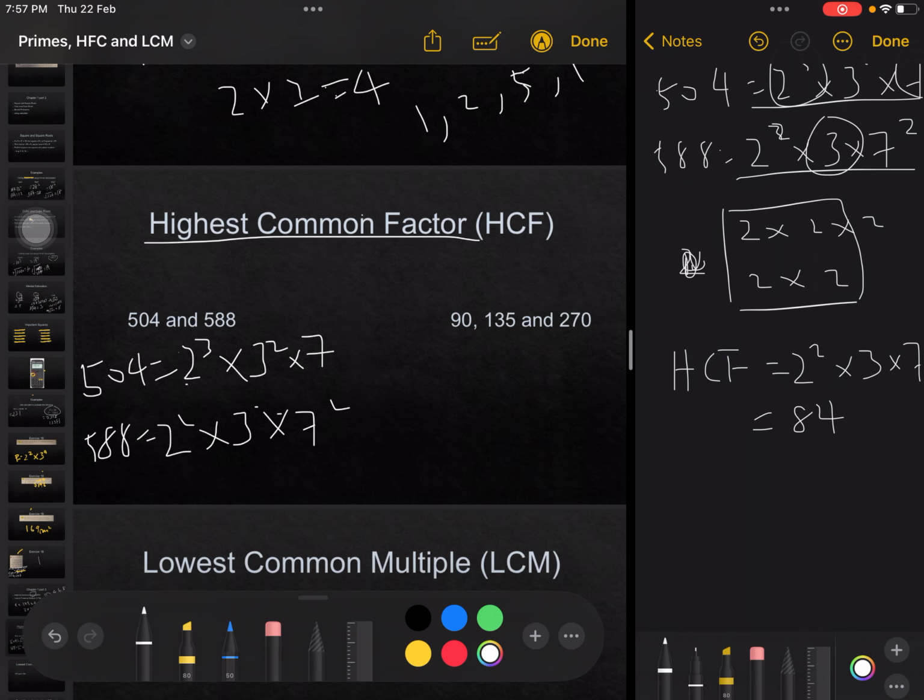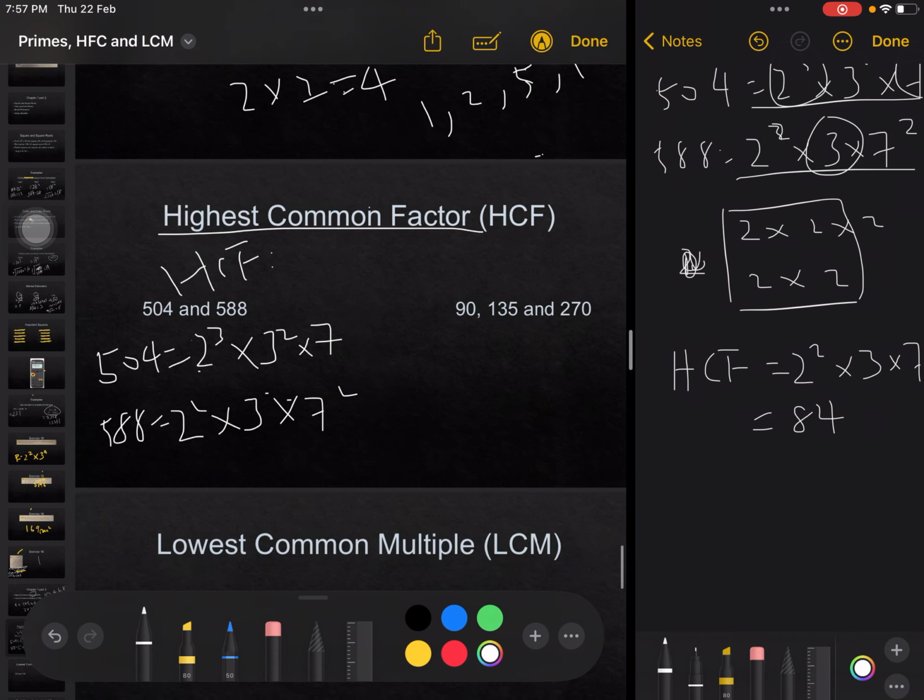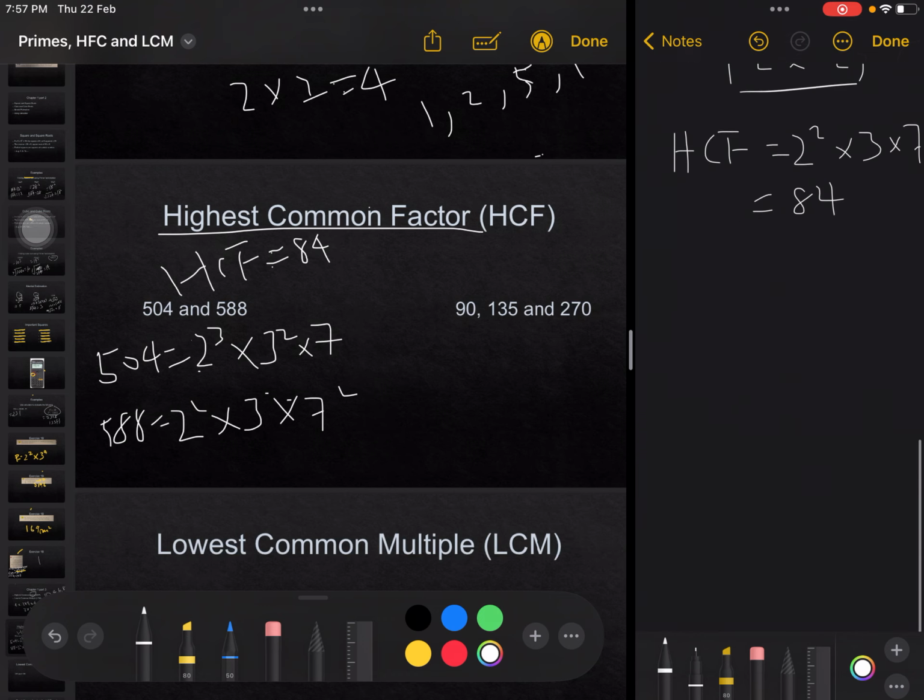So do a quick check on your calculator. You should get this answer. Okay. So the HCF for this pair will be equal to 84. Okay. So let's try the other example.